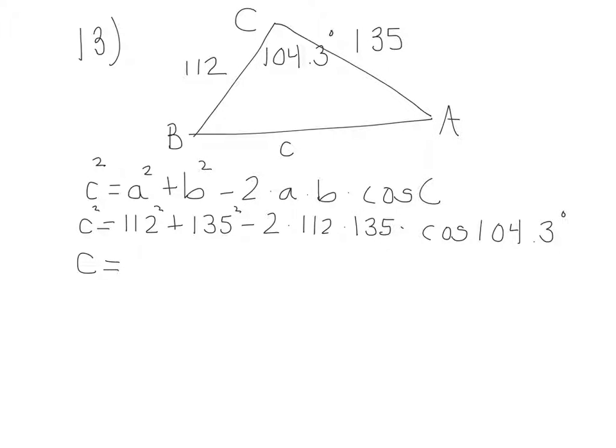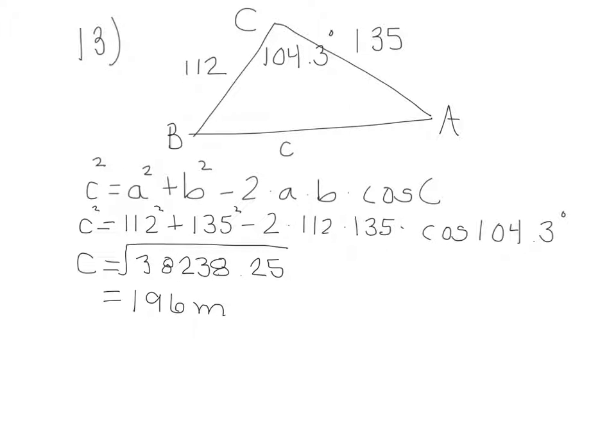And I get C squared is equal to 38,238.25. So if that's what C squared equals, then C must be the square root of that. And when I take the square root of that, I get approximately 196 meters. So I have all three sides of my triangle. Now I need to find an angle.